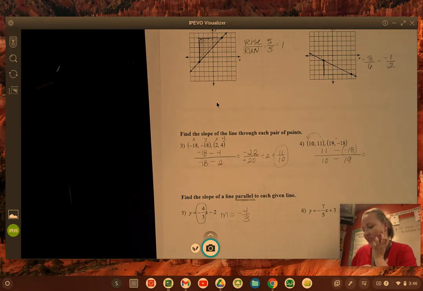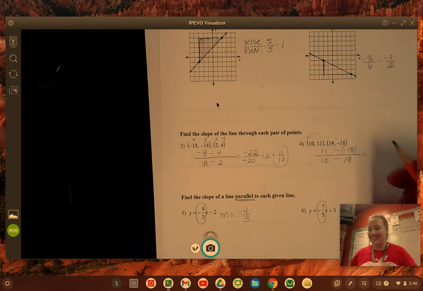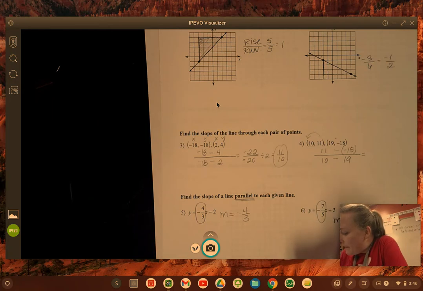Find the slope of a line that's parallel. So again, it's going to be exactly the same. Hey, thank you. So m would be negative 7/5.